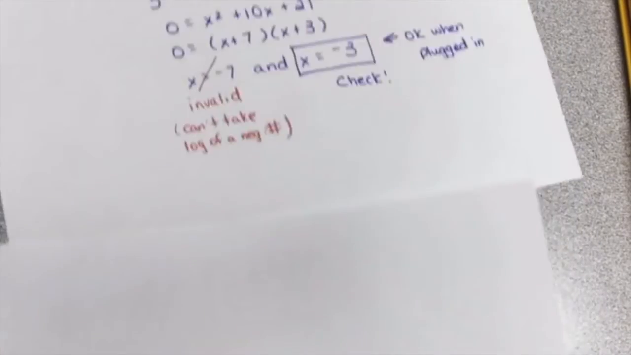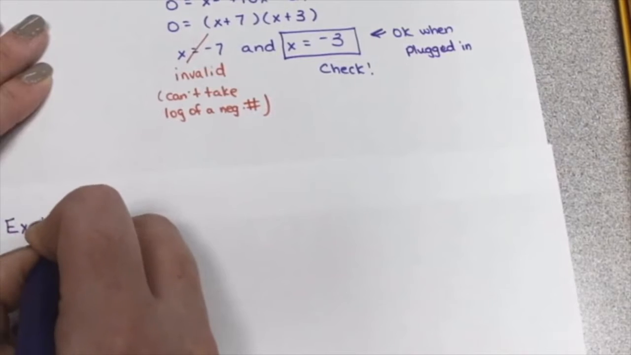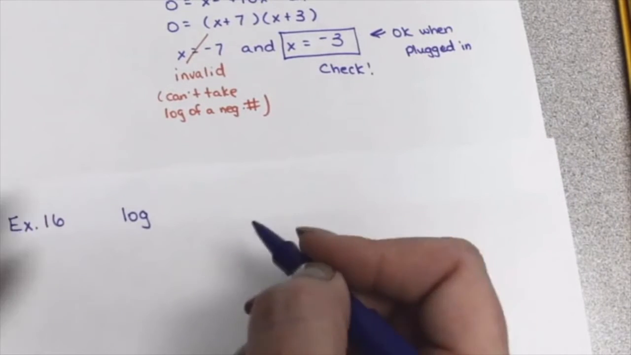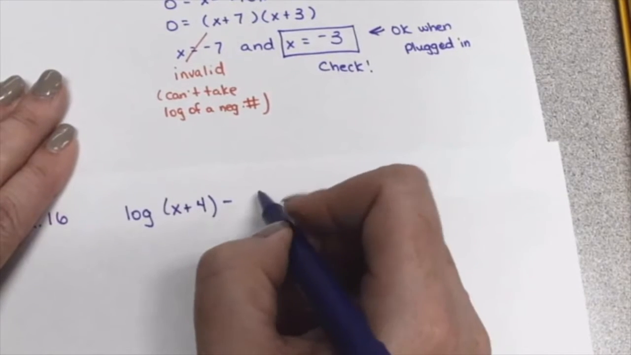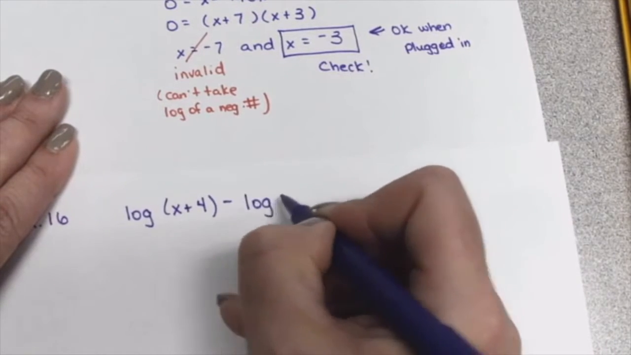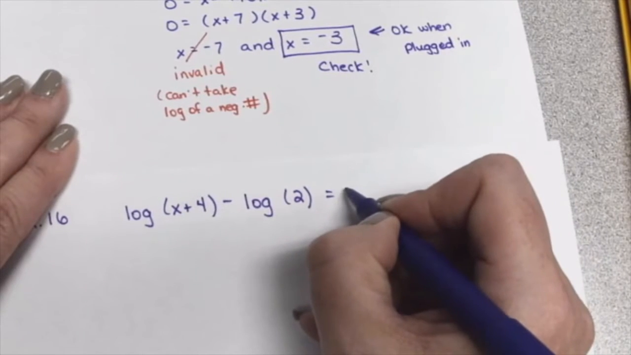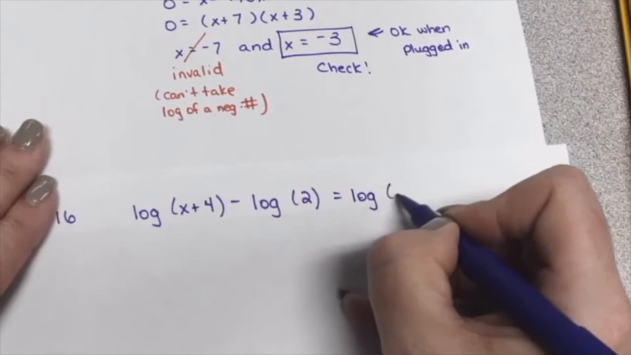All right, so let's do maybe a quotient rule one. So what about this one? The log of x plus 4 minus the log of 2 equals the log of 5x plus 1.